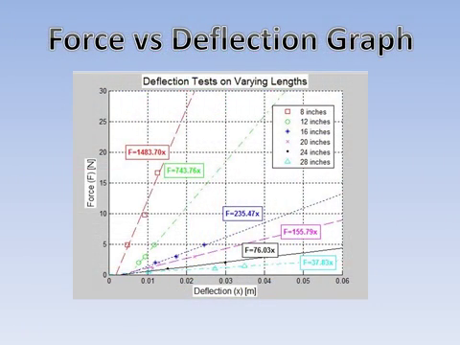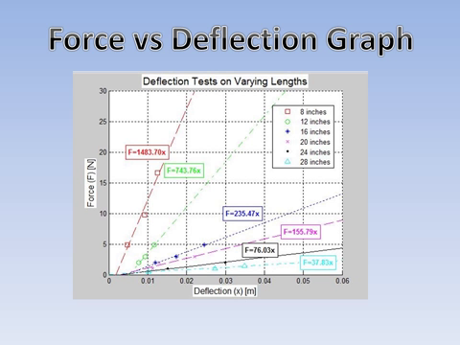This slide presents a sample force versus deflection graph. This sample is a deflection test on varying lengths. Each trend line on this graph represents forces, which were placed on the bars by hanging different masses from them, and the corresponding deflections. Each trend line consists of one length.